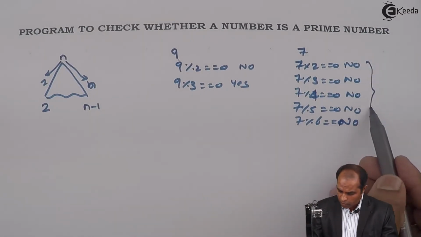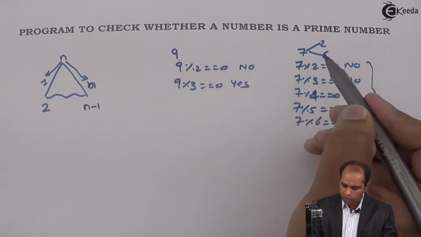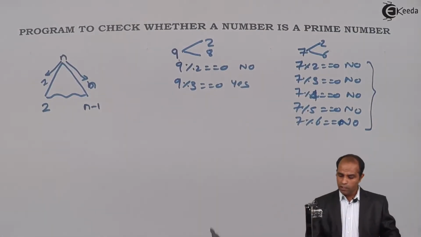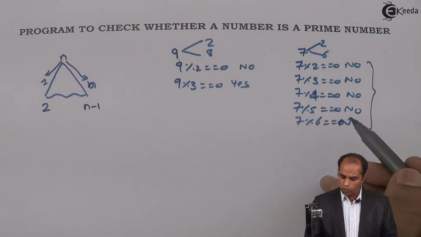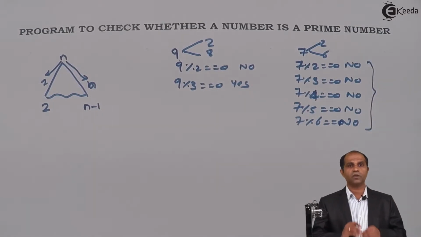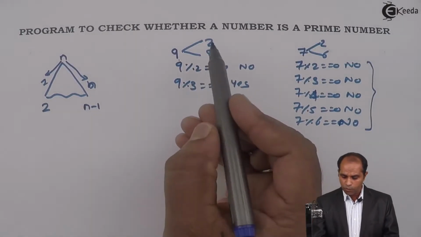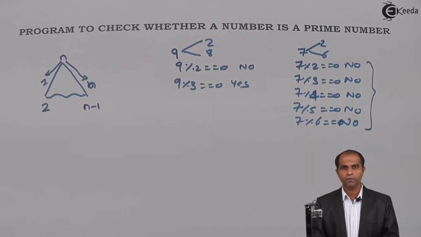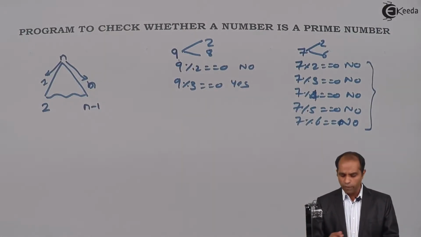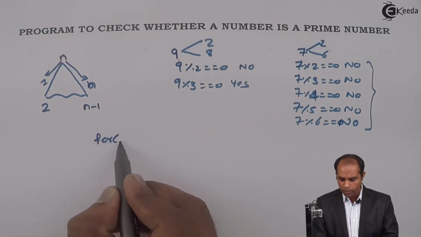Now here the collective answer is no, because you divided this 7 from what to what? 2 to 6. In all the cases you found that the number is not divisible. Hence we conclude that this number is a prime number. So either I am supposed to go from 2 to n minus 1 or till this condition is achieved. When I say 2 to n minus 1, it is definitely a simple implementation using a for loop.